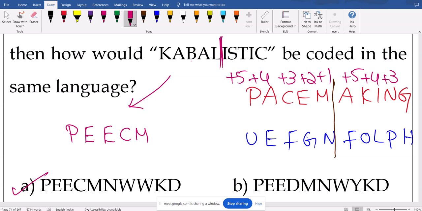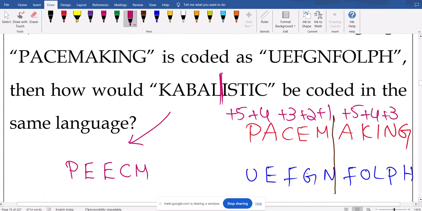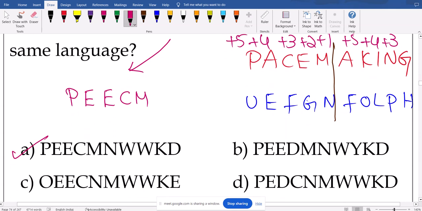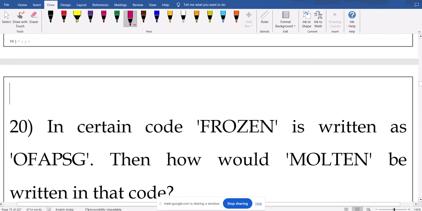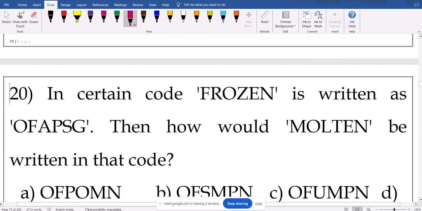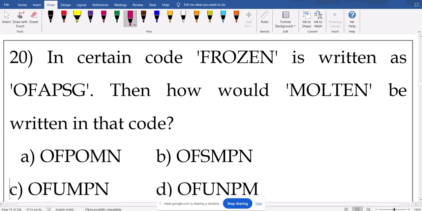Only one clue is given in the question. Pacemaking is coded as UEFGNFOLPH. Then cabalistic is given as what? The same way, right? Now frozen is given as this. In fact, every option's first 2 letters are common.